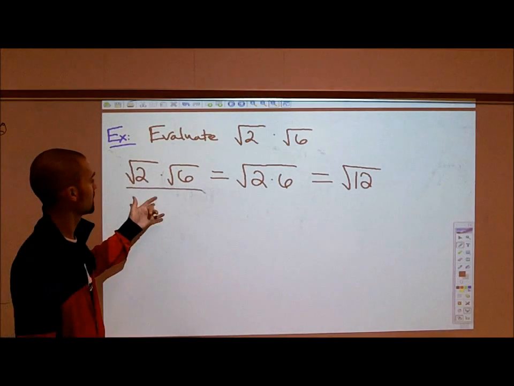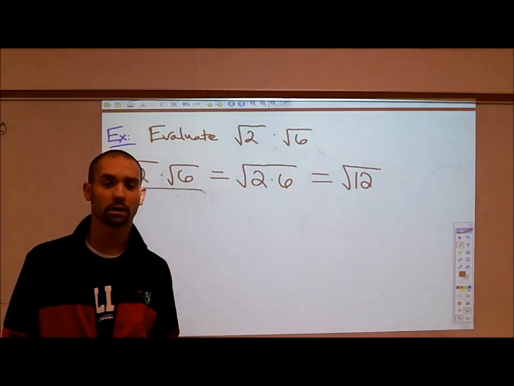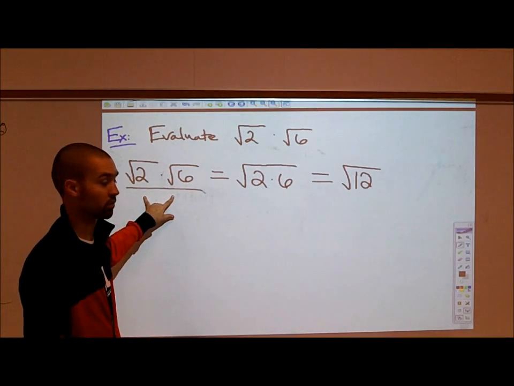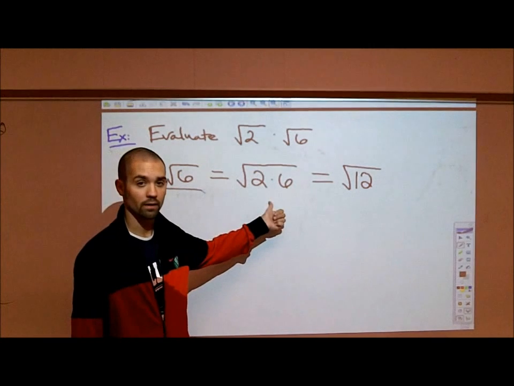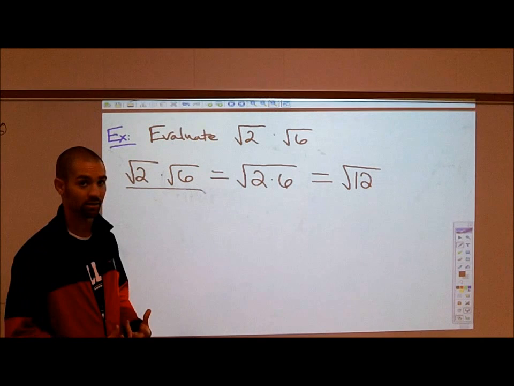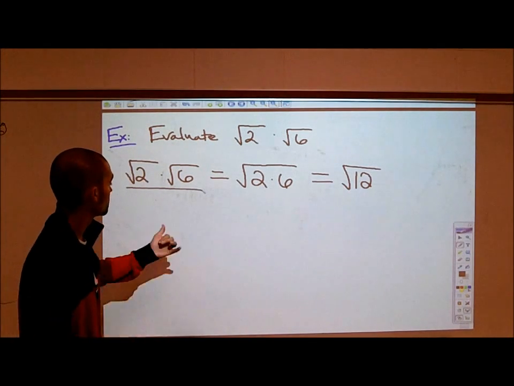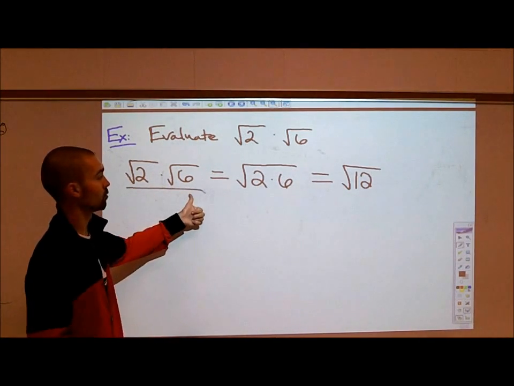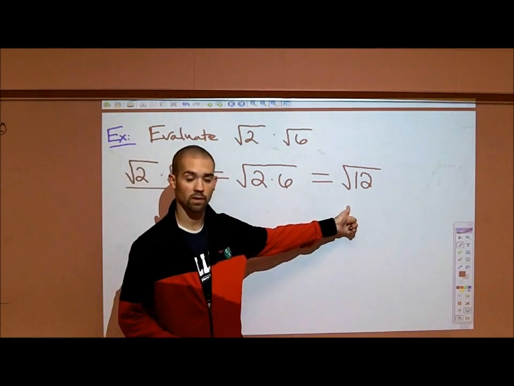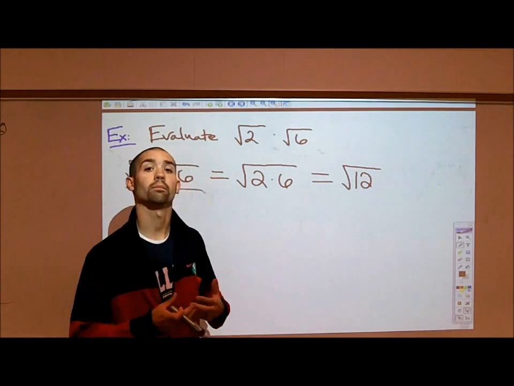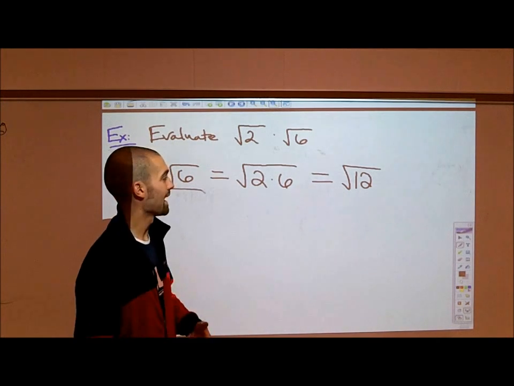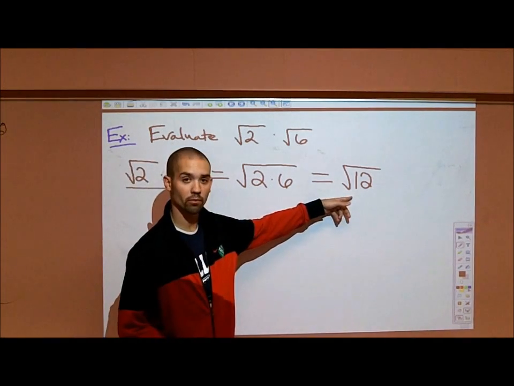Well, again, with the product property of radicals, we can take a multiplication problem of 2 radicals and combine it into 1. The reason why we can do this is because it's multiplication. So we know 2 times 6 is equal to 12. This is a great point to be at. Now we go back to our 2.7 skill and we simplify.